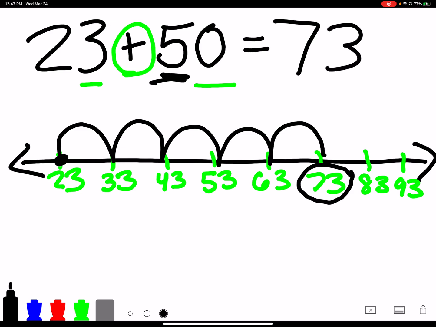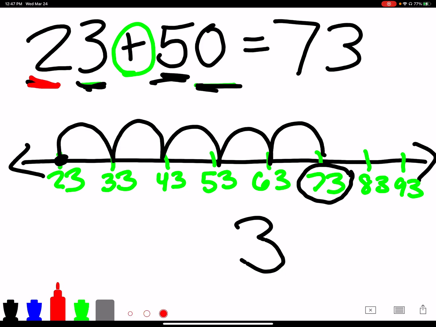But if you're like, I don't know if I did that right, Miss Schultz, what I like to do is look at my ones place, where we have 3 and 0. So 3 plus 0 would be what? Well, 3 plus nothing will be 3. And then I'm going to do a different color: 2 in my tens place and 5 in my tens place in 50. 2 plus 5 is 7. So that also equals 73. Sorry, I lost my train of thought. But yes, you can check your work by doing that as well.